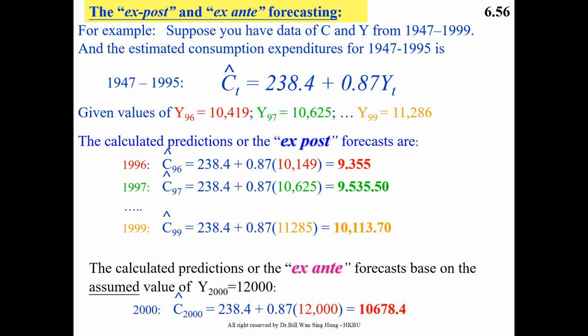The calculated predictions are the ex ante forecast based on the assumed value of Y for 2000 is 12,000, and then this is the estimate, this is the ex ante forecast of consumption equal to 10678.04.